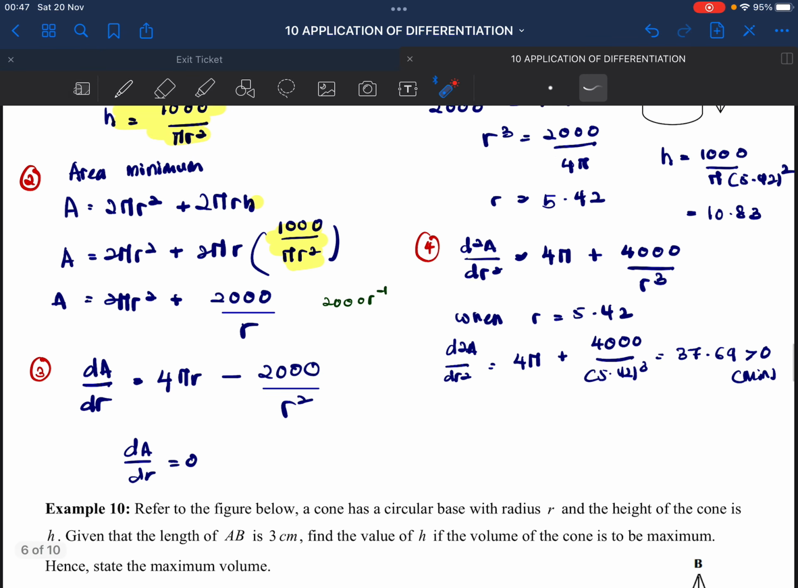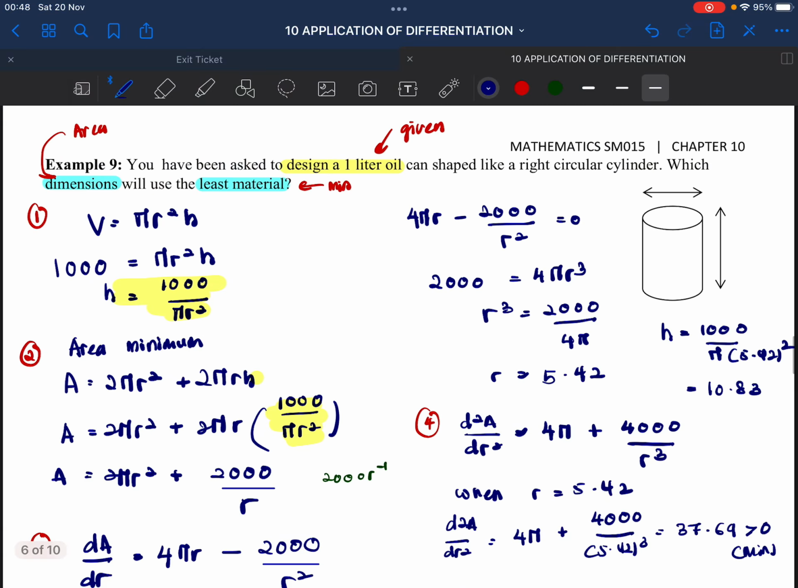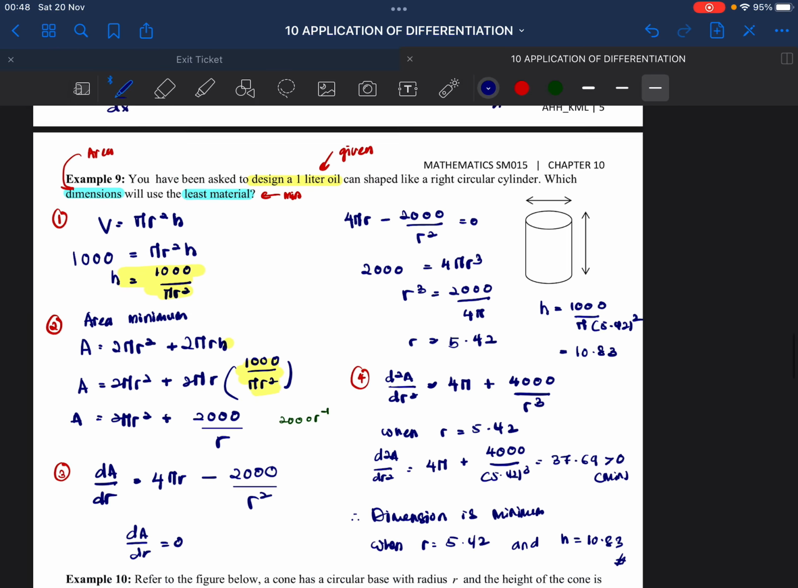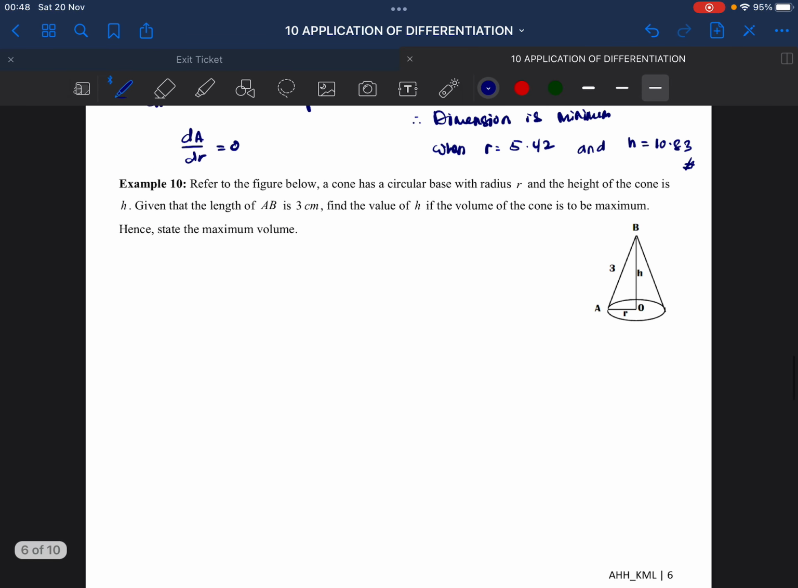Okay, so lastly the answer we can write as the dimension is minimum when r equals to 5.42. Okay, writing the unit is fine, not writing it is also fine. And h equals to 10.83. Okay, so that is how you solve an optimization problem. Okay, so let's take a look at one more example here.